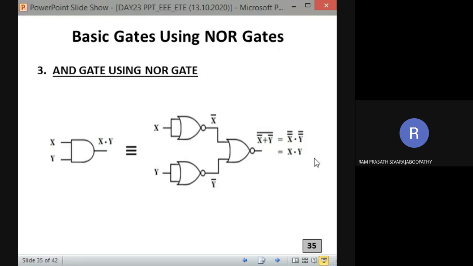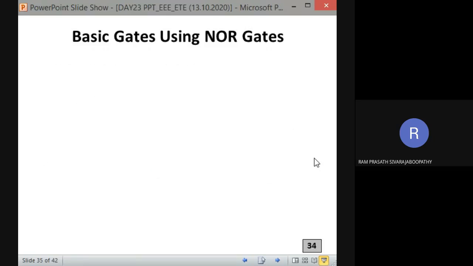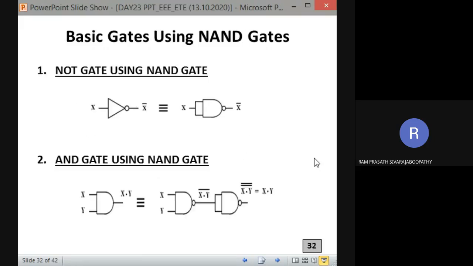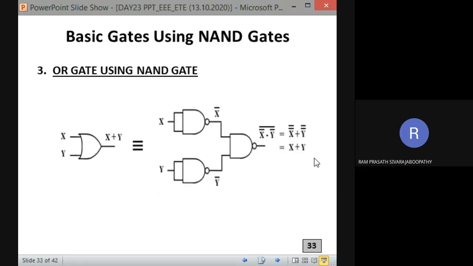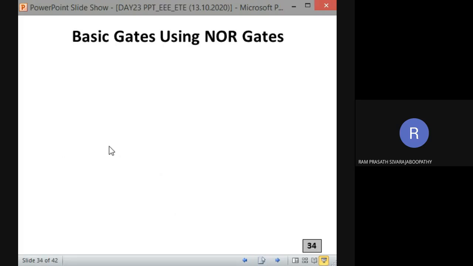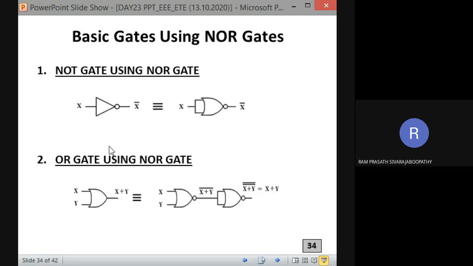So note down the equivalent circuits using NAND gate and NOR gate. Okay, you take a screenshot of this. NOT gate, AND gate using NAND gate. இப்படி தான் பண்ணணும். Fine. OR gate. So hereafter you have to know this equivalent circuit of OR gate or AND gate or NOT gate. Take a screenshot of this. I will move to the next slide.